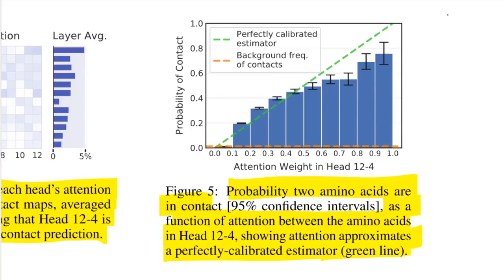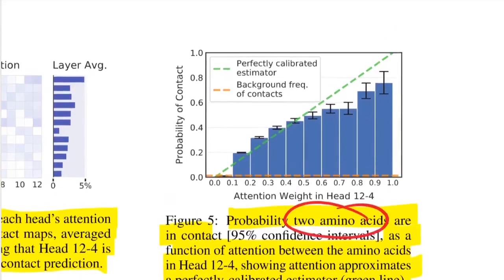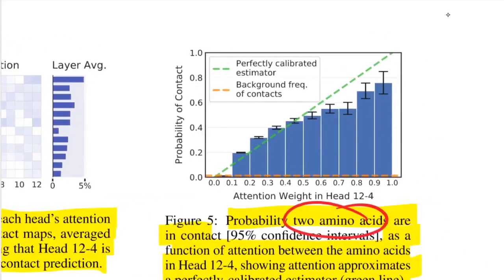So here we simply, for each pair of amino acids, we plot the probability: if they have the attention weight 0.9, we plot how likely is it that they are in contact. So if we just look at the data and we simply take this attention weight as a predictor of being in contact, we get the blue curve.